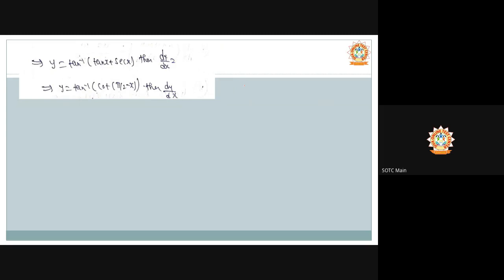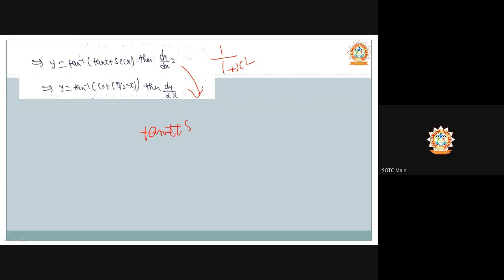Now try to see the next question. Y is equal to tan inverse of tan x plus secant x. Right. So here you can solve this question in two ways. One is you can directly substitute tan x plus secant x in tan format, or you can also apply the function of function using tan inverse x, that is 1 by 1 plus x square. You will also get the answer like that. Instead of that, try to remember this thing.